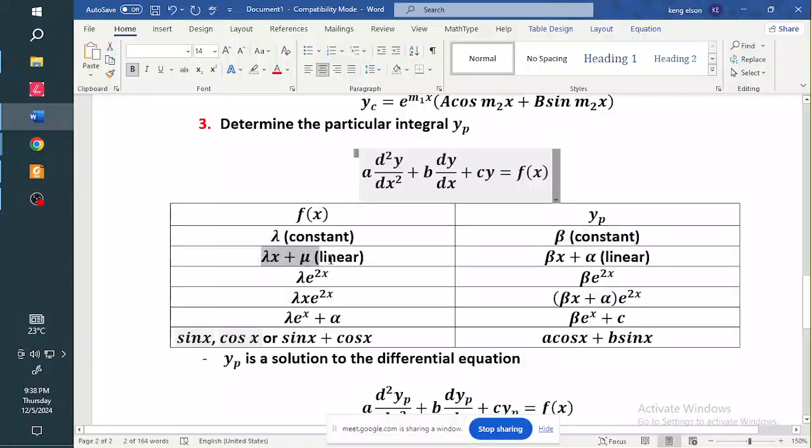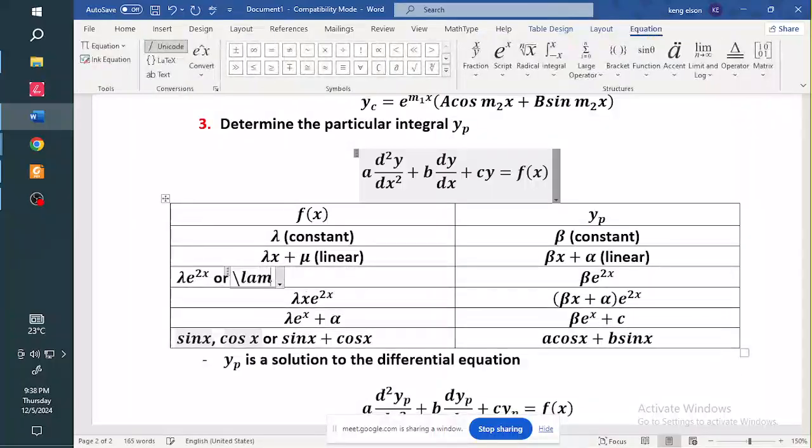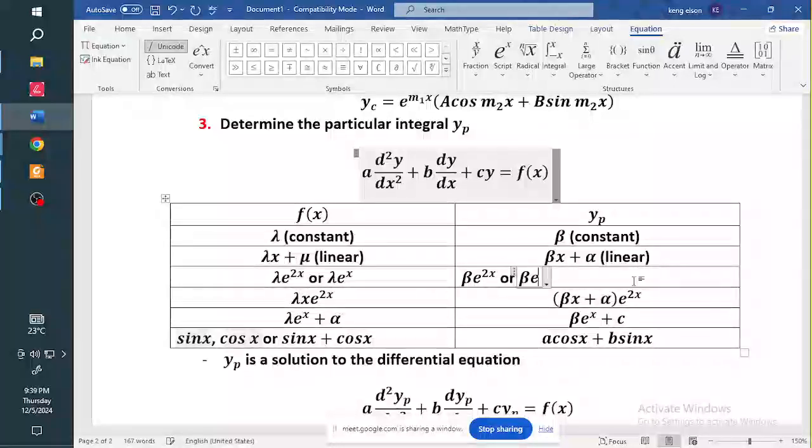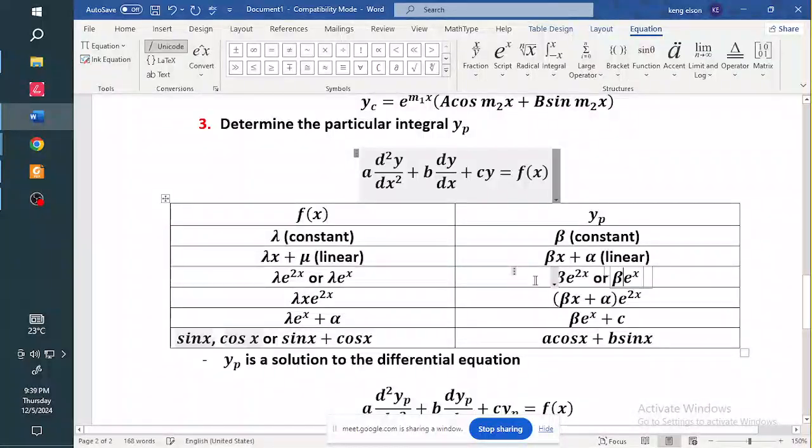If your f of x is linear, your yp must also take the same form, a linear form. If your f of x is in a form maybe lambda e to the 2x or lambda e to the x, then your yp must also take the same form. It will be beta e to the x, a different constant times e to the x, or a different constant times e to the 2x, and you need to find that constant.